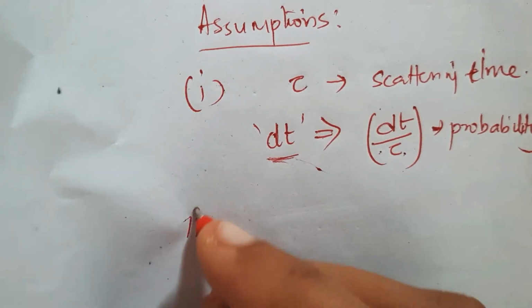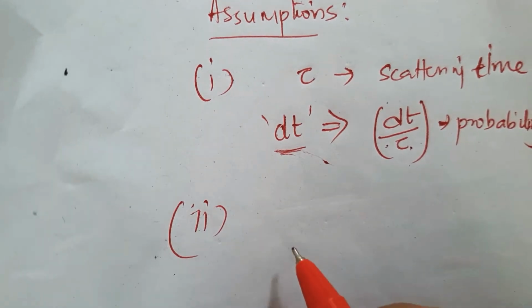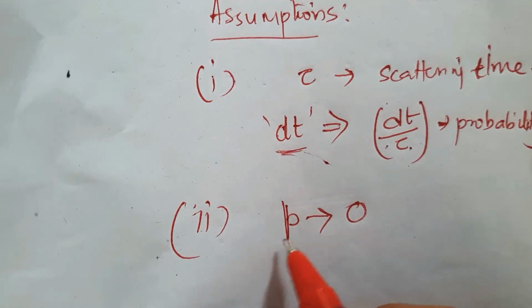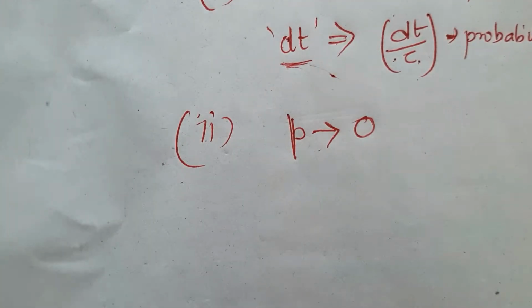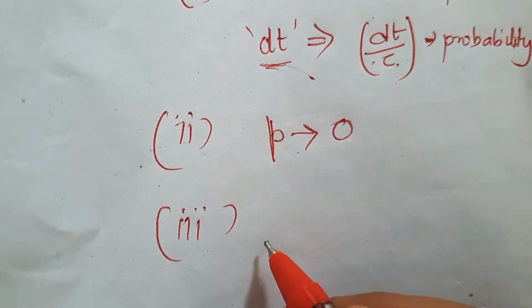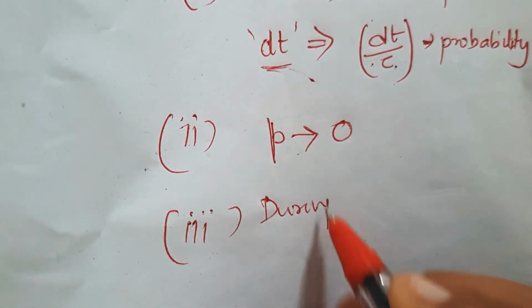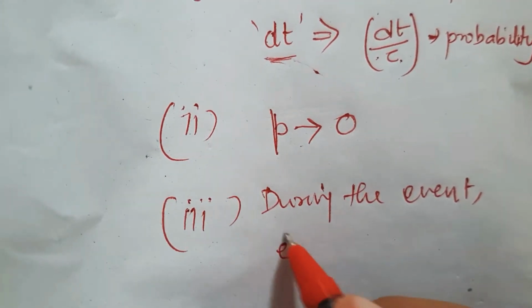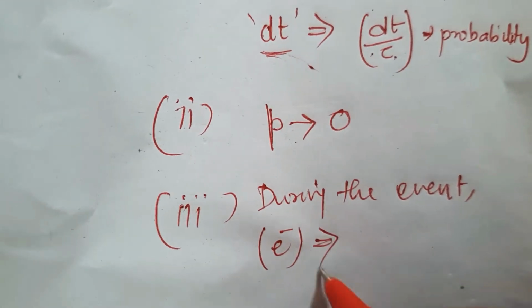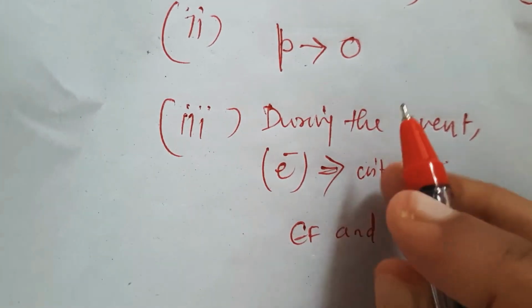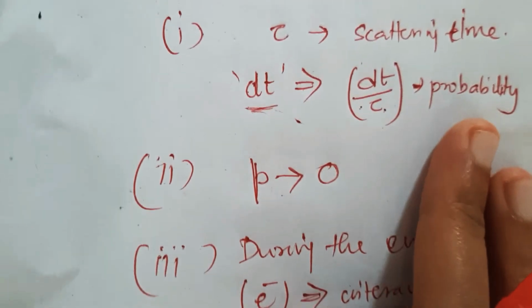Now the second assumption is that once the scattering has occurred, the momentum of an electron will be returned to zero. The third assumption in Drude theory is that during the scattering event, the electrons, which have a negative charge, will interact with both the electric field and the magnetic field. So these are the three important assumptions of Drude theory.